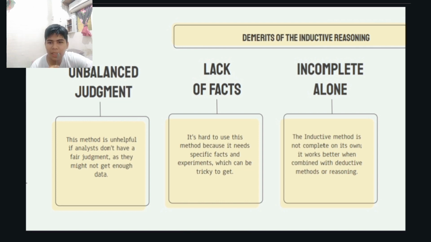Last is incomplete alone. The inductive method is not complete on its own. It works better when combined with deductive methods or reasoning. So the inductive method is limited na siya since dili always naga-represent nga tinuod to tanan. Mura katanaw sa mga few puzzle gani nga try ka og guess sa entire picture. So need niya si deductive method. So more siya guide si deductive ni inductive aron makumpleto nimo si inductive. So, partner yun na sila.